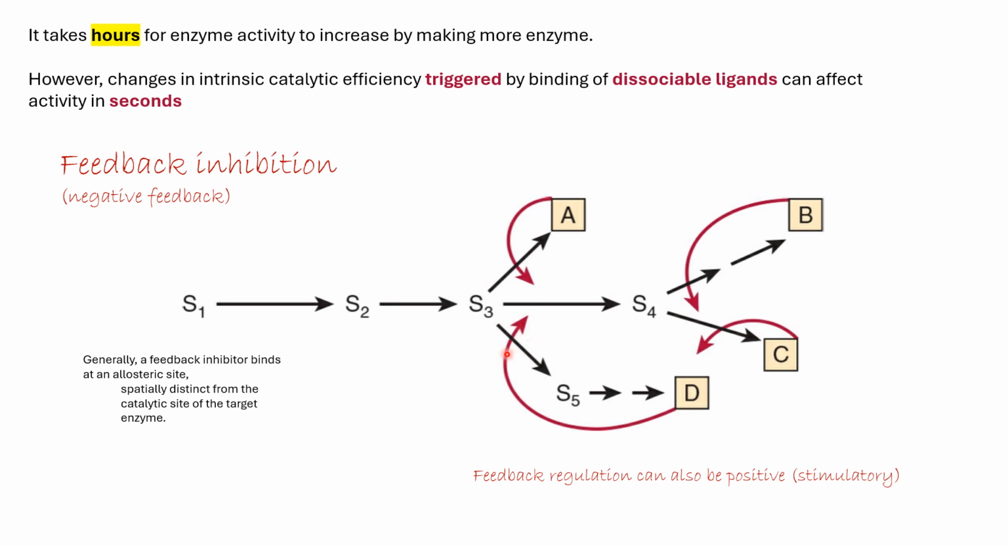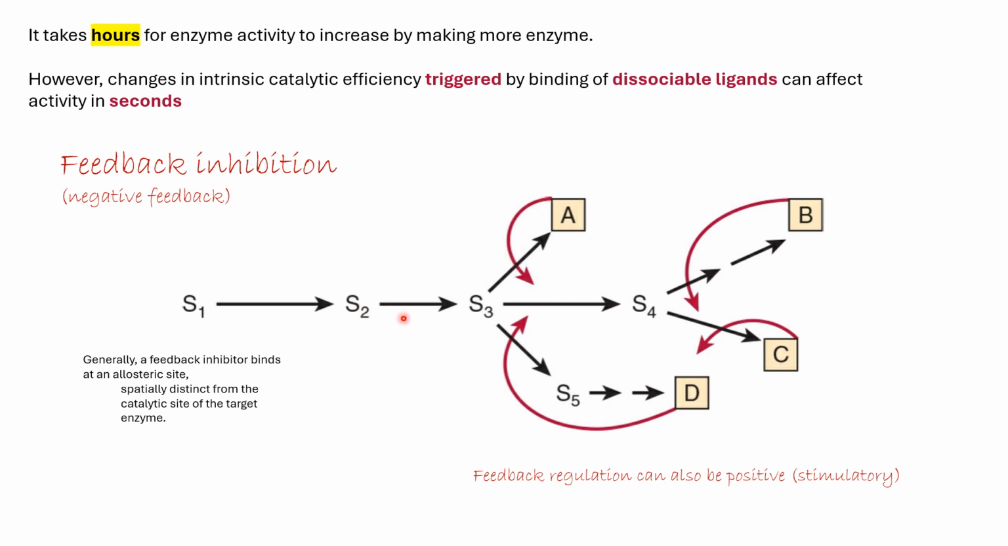So that's this step here between S3 and S5 for D. For B, for example, then here is the first unique step in the pathway. For C, well, there is only one step in that pathway. For A, then it's here.